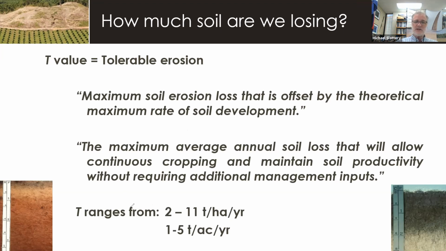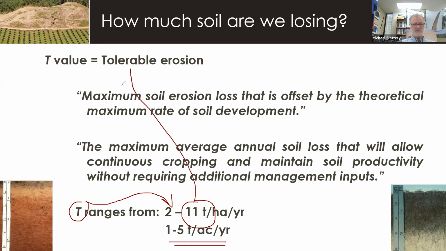And it turns out that in the United States, for US soils, the T value ranges from 2 tons per hectare to 11 tons per hectare per year. Or if you prefer acres, just to keep you happy, 1 to 5 tons per acre per year. So it's about 2 to 11 tons per hectare per year. That is the range of T values in the US.